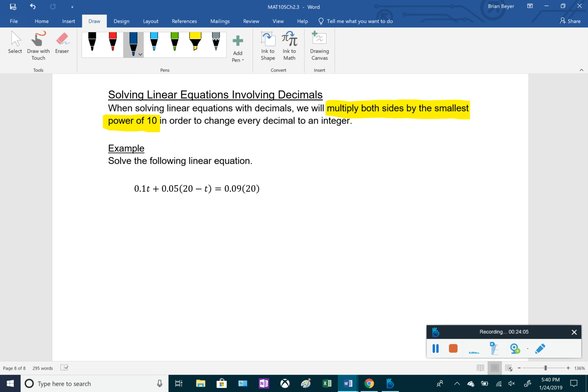So we have 0.1t plus 0.05 times 20 minus t equals 0.09 times 20. So the smallest power of 10: we have one number to the tenths. 0.1 is in the tenths place. 0.05 is in the hundredths place. And 0.09 is also in the hundredths place. That means these ones are the smallest because they're in the hundredths. That means we multiply both sides by 100.